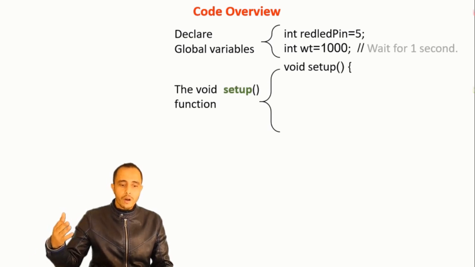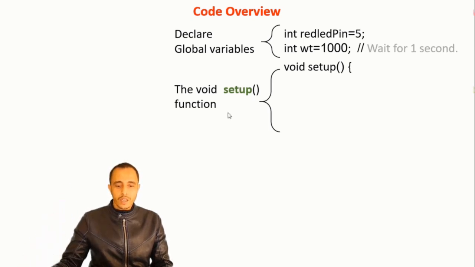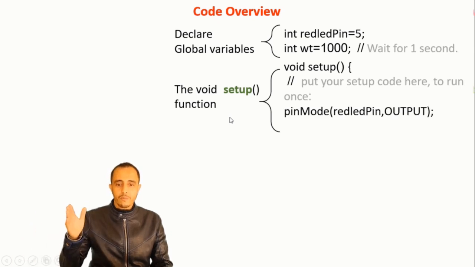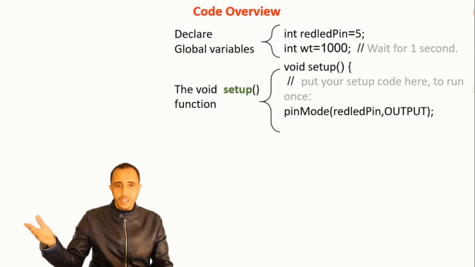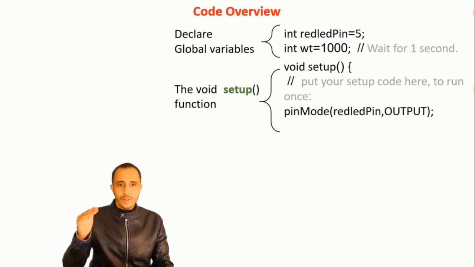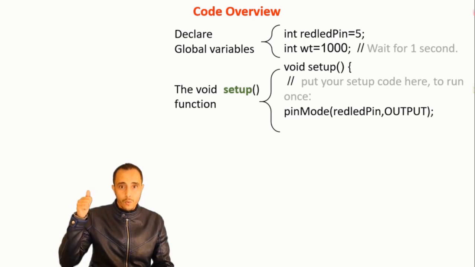The second part is the void setup function. In the void setup function, we open the curly brace and we put pin mode red LED pin as output. So now in this void setup function, we declare our LED pin as output because we want to turn it on and off. By the way, everything that is written in the void setup is going to run only once.